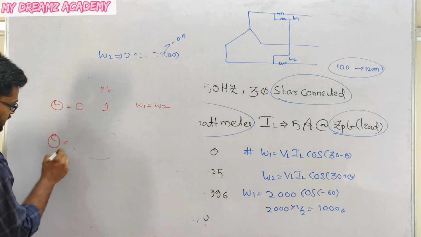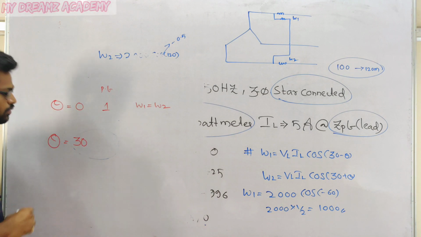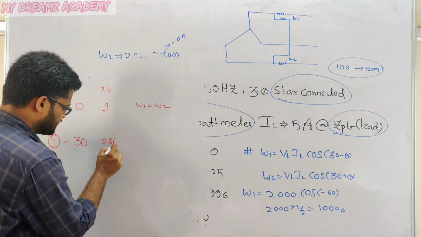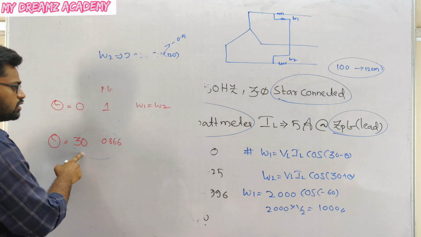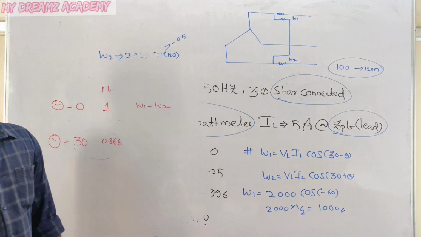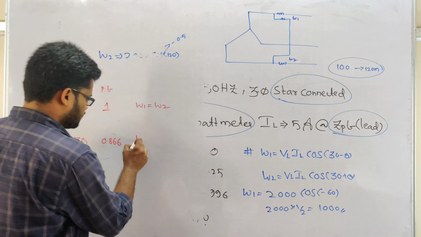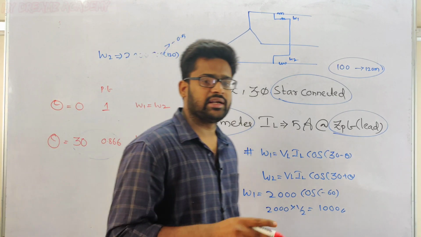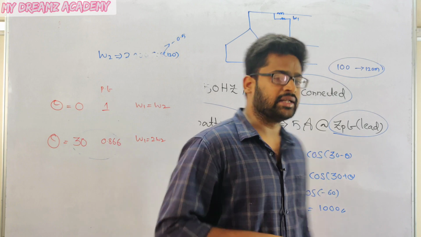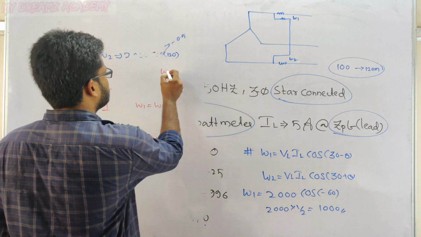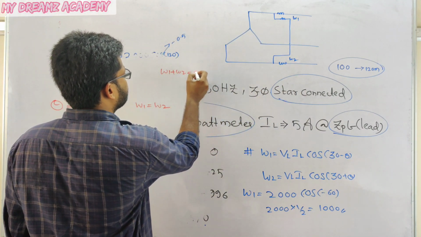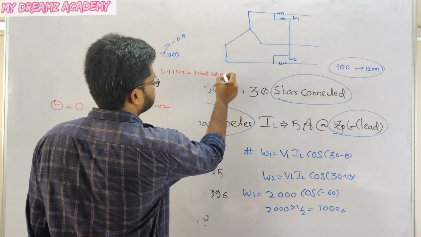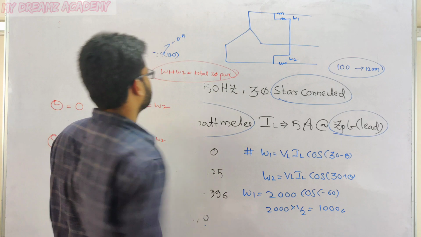Similarly, theta is equal to 30 degrees. What is cos 30? That is root 3 by 2, that is nothing but 0.866. If theta equals 30 degrees, the power factor is 0.866, and here W1 is equal to 2W2. That is, one wattmeter reading is double that of the other wattmeter reading. Anyhow, W1 plus W2 will always give the total 3-phase power. This we have to remember.